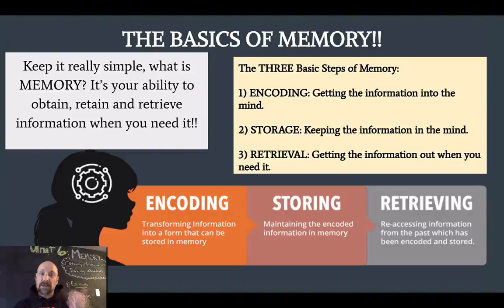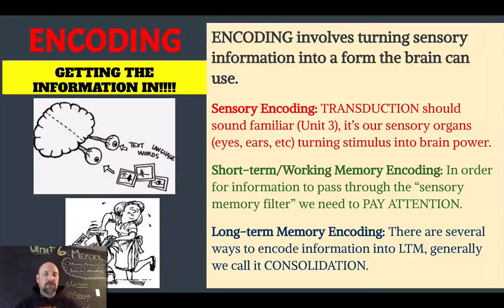Getting it in is called encoding. Storing the information is called storage, or keeping the information. And then getting the information back out when you need it is called retrieval, right? So always start there with a very basic process of memory, and then build out from there as we start to learn more and talk about more details.